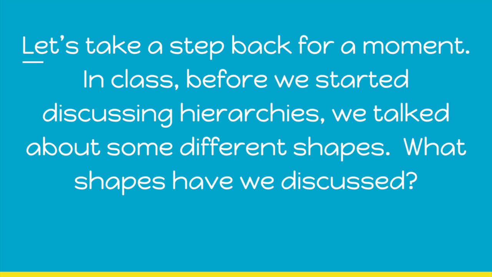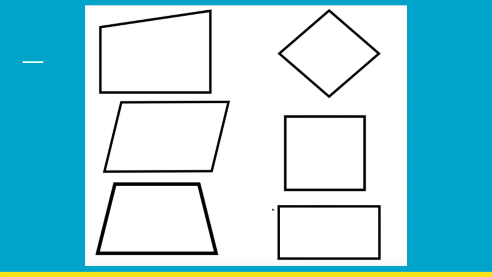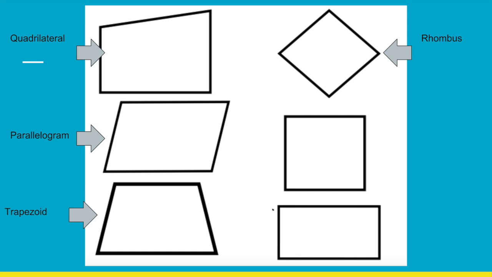Let's take a step back for a minute. In class, before we started discussing hierarchies, we talked about some different shapes. What shapes have we discussed? Here are the shapes we've been talking about in class. We discussed quadrilaterals, parallelograms, trapezoids, rhombus, squares, and rectangles.